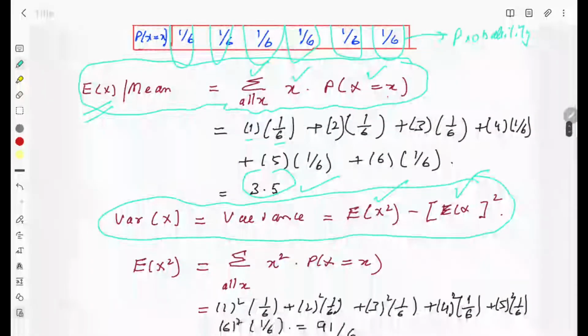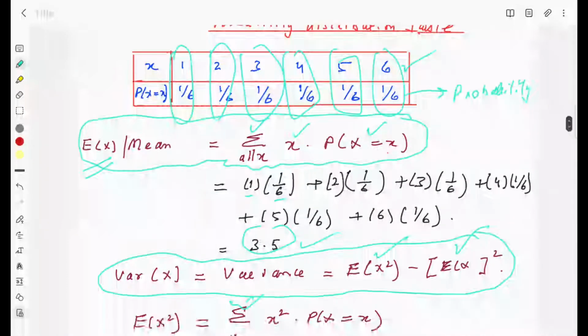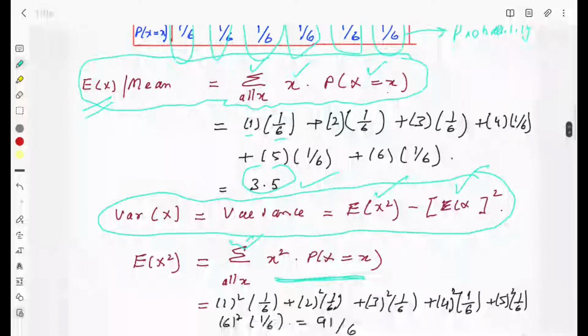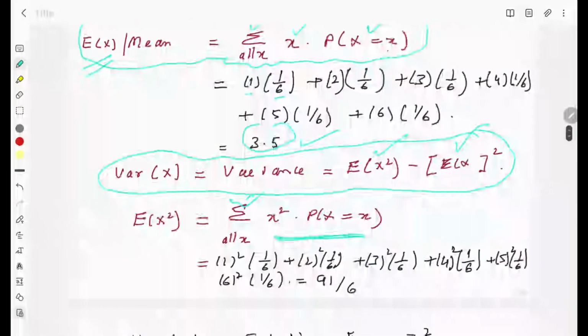In order to find the expected value of X squared, I will multiply each x squared by the probability and add my results. You go back here and note that I'm simply putting a square on all x. So 1 squared multiplied by the probability of 1 and likewise. This is how I get the expected value of X squared, which I simplify to get 91 over 6.